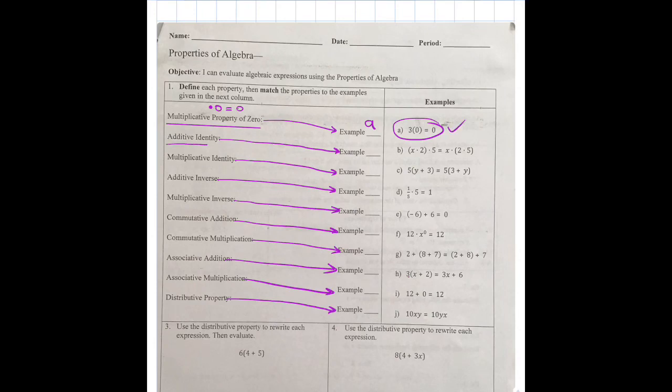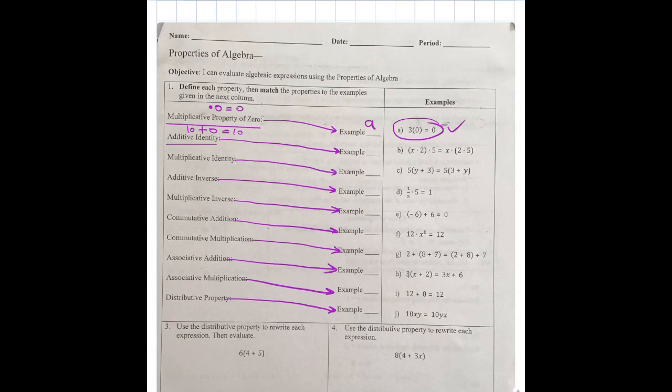Next one, the additive identity. Additive tells me I'm looking for a plus sign or addition. Identity tells me I start with a number and end up with the same identical number. So what do I have to add to 10 to get 10? I have to add 0.